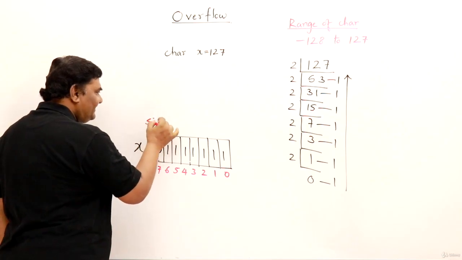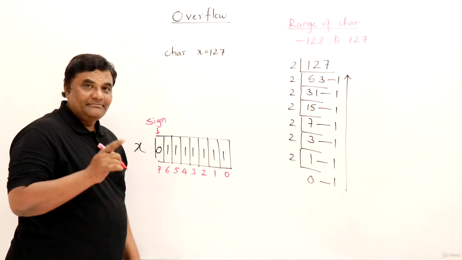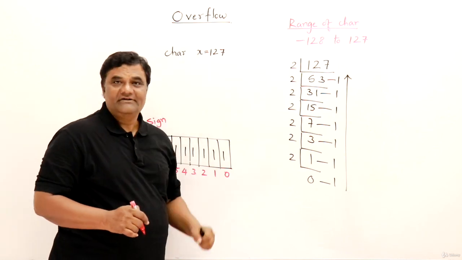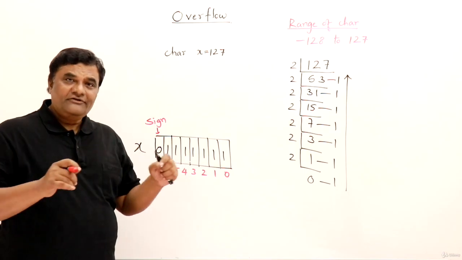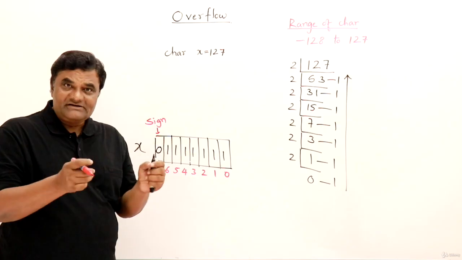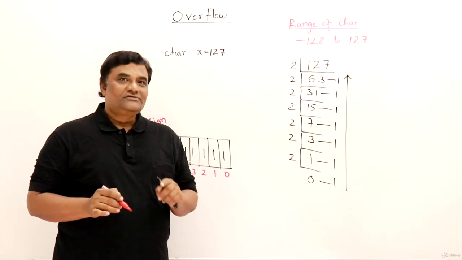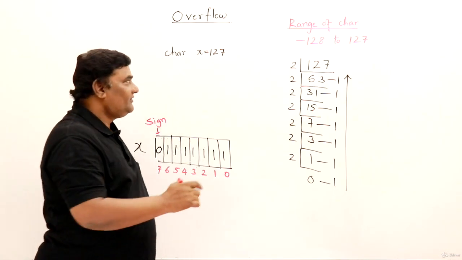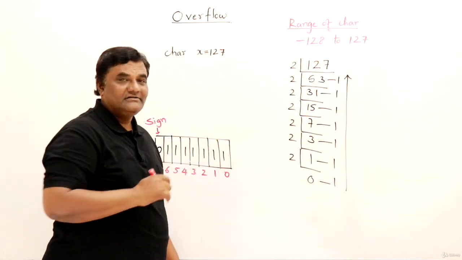I have said that this is the sign bit, right? If it is 0, the number is positive. If it is 1, the number is negative. So right now it is 0, which means it is positive, and it is positive 127. Then one more thing we should know: what is the range of values that a character can store? Characters are the alphabets we use, but we don't write alphabets in memory. We write ASCII codes for them, right? So what is the range of values? It is from minus 128 to 127. So the range of a character is minus 128 to 127, right?